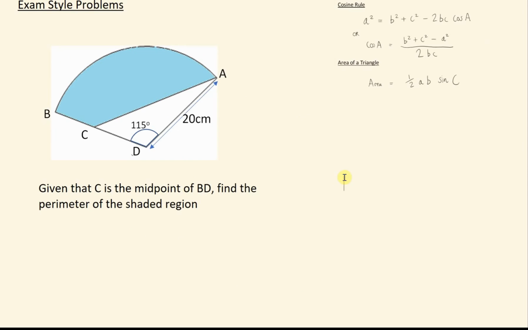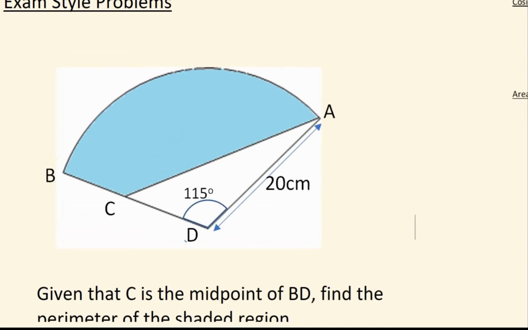Okay, one more like that. Okay, so here we've got C as the midpoint of BD, and we're going to find again the perimeter of this shaded region. So here I've got three things to work out. I have this length, and this length here. First things first, because we're told C is the midpoint of BD, and these two are the same length, we know that this length is going to be 10 centimeters. And so is this length as well.